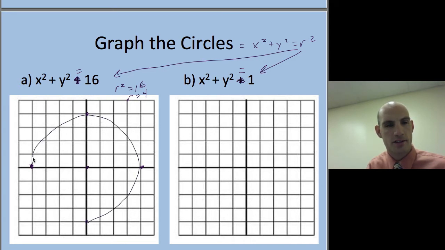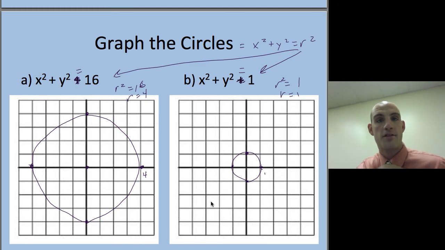And I'm going to connect the dots to try to make a circle-ish. That's it. And I'll just label this 4 so that we know. Here we have a radius of 1, because r squared equals 1, so r is equal to 1. So I'll just go like this. That's all there is to graphing circles.